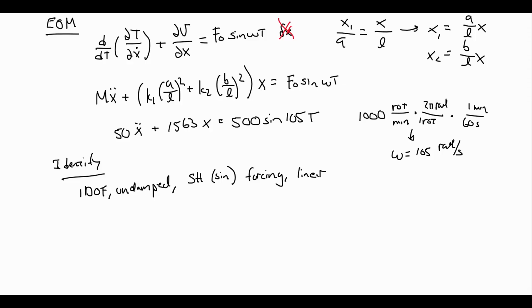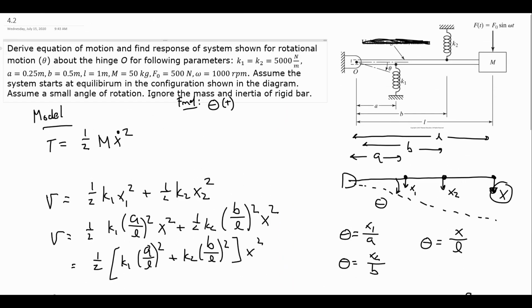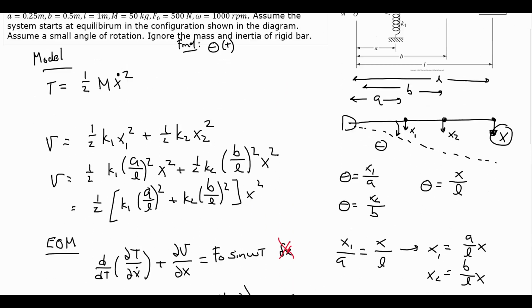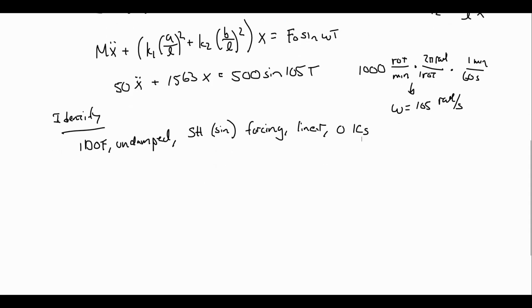And also actually important here is that we are told that the system begins at equilibrium. So that means that our initial conditions are going to be 0. So 0 ICs. That does make a difference in the identify step because we actually will have a simplified version of our closed form solution when we have 0 ICs. All right, so we are undamped, 1 degree of freedom, forced system, simple harmonic, sine is the simple harmonic, linear with 0 initial conditions. So we can see what our closed form solution is going to look like.